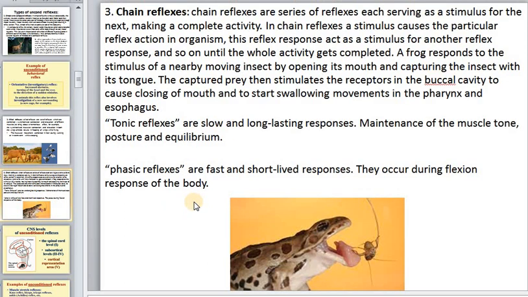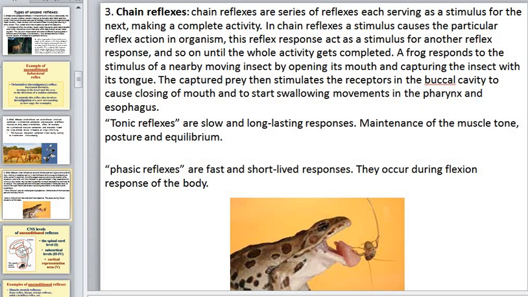The third is the chain reflex. Chain reflexes are a series of reflexes in which each serves as a stimulus for the next, making a complete activity. A stimulus causes a particular reflex action in the organism, and this reflex response acts as a stimulus for another reflex response, and so on until the whole activity is completed. For example, a frog responds to the stimulus of a moving insect by opening its mouth and catapulting its tongue, capturing the insect. The captured prey then stimulates the receptors in the buccal cavity to cause closing of the mouth and to start swallowing movements in the pharynx and esophagus.